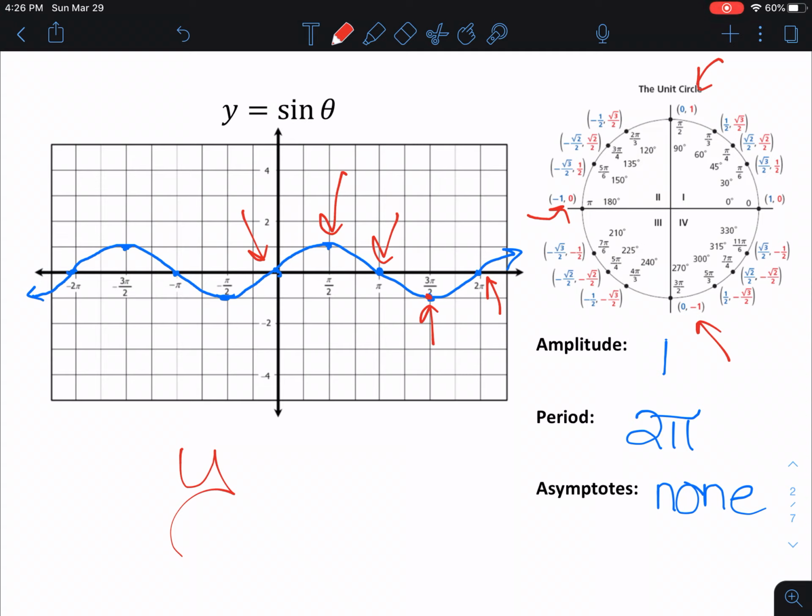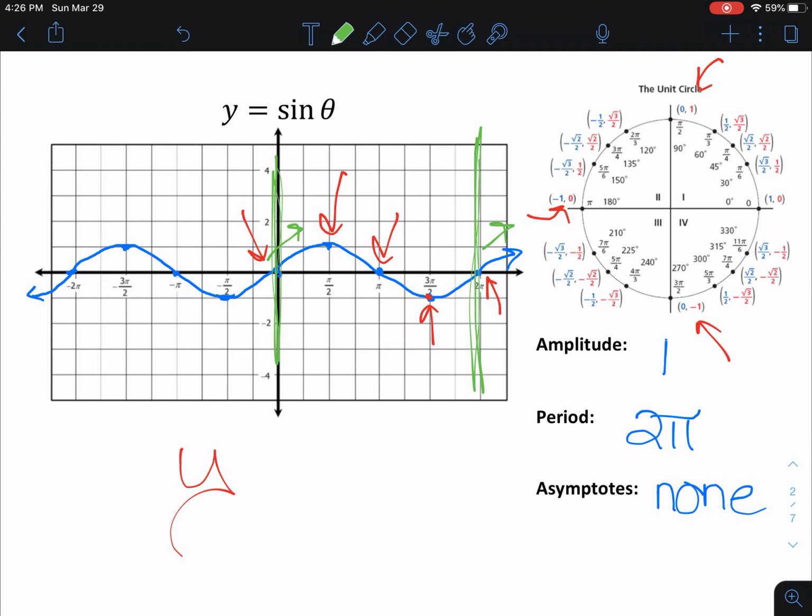Okay, so our amplitude, remember, that's the height of each peak or how low each valley goes. In this case, that's 1. Our period is how long it takes to make a cycle. So we start here at the beginning, and then where is it at 0 and increasing again? That next spot is here, so you can see that wave right there is 2 pi. Okay, and sine has no asymptotes.